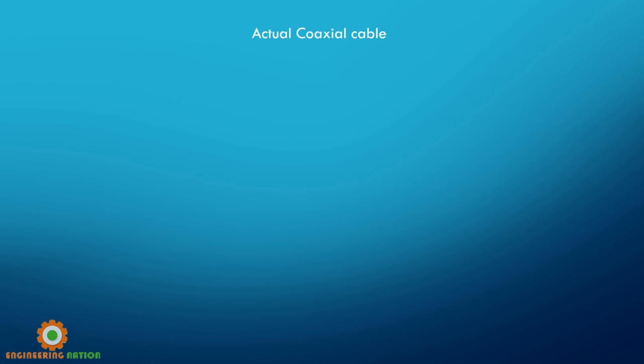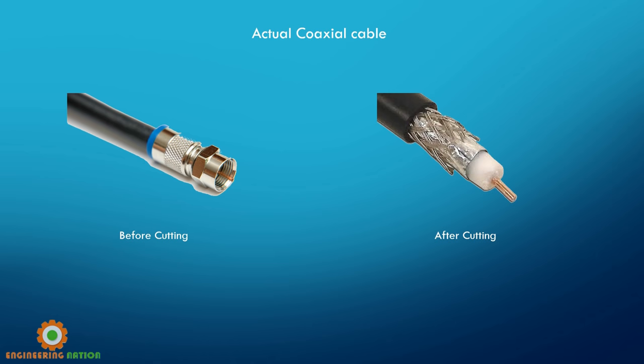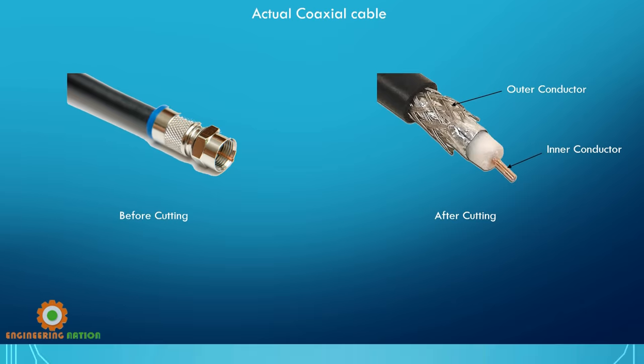Actual coaxial cable. This is a coaxial cable before cutting. If we cut this coaxial cable, then it looks like this after cutting. Here this is the outer conductor. This protects the inner conductor from noise, and this conductor also conducts the data or electricity. This is the inner conductor, which is the main conductor, protected by this white layer of insulator, and the black portion is a hard plastic jacket which protects the overall coaxial cable from environmental effects.